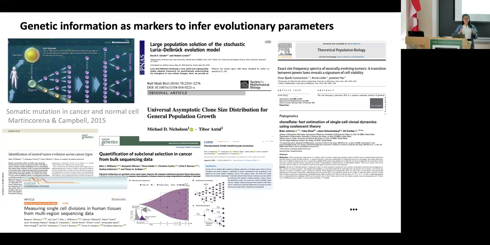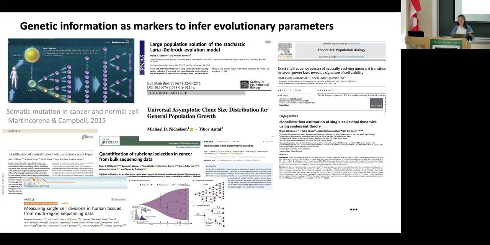We already know from David's talk that somatic mutations are important in both cancer and healthy tissues. Somatic mutation accumulation is a stochastic process, and you collect information that you may use to infer evolutionary parameters, as you heard from the talks this morning. There is a lot of theory work, for example the famous work of Kessler and Levine in PNAS, on the precise solution of the Luria-Delbrück model.